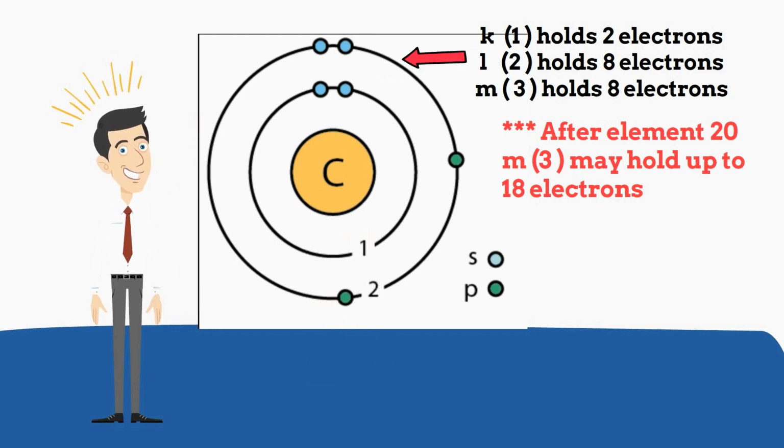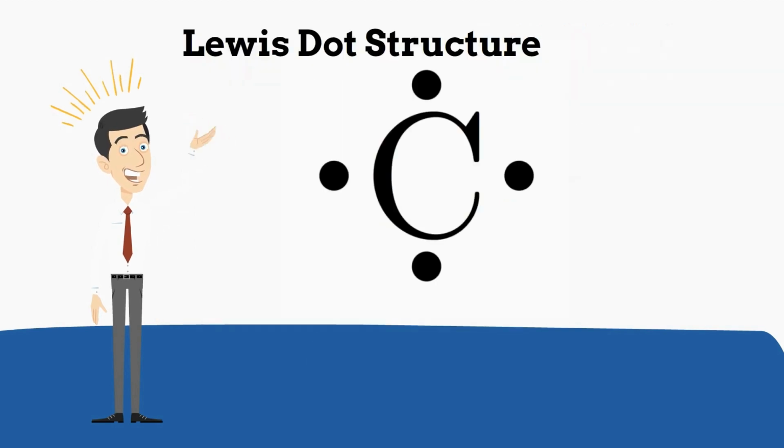There's another way you can demonstrate called the Lewis dot structure, and that looks like this. And you basically just take the electrons in the outer shell, which are your valence electrons, and then write them around the symbol. And that's what this looks like.